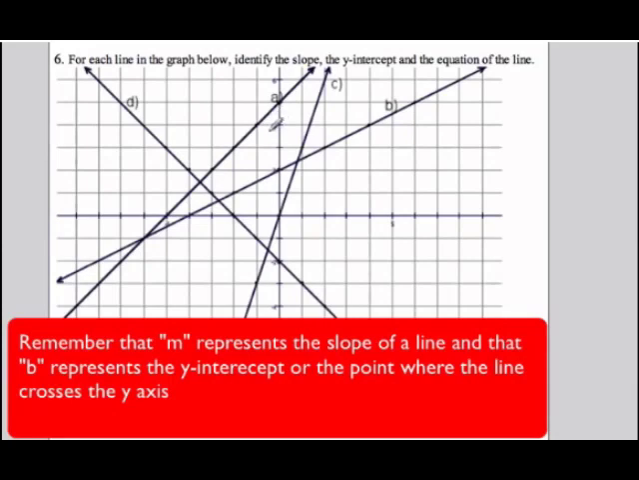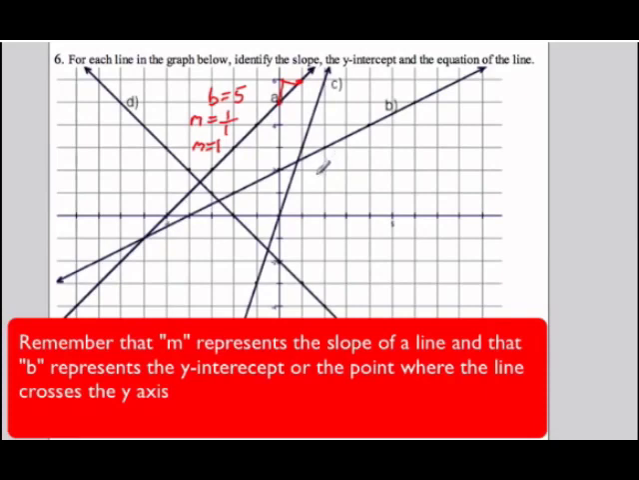Now, we're asked to identify the slope, y-intercept, and the equation of the line for each of these graphs. For the first graph, A, the y-intercept is 5, so b is equal to 5. And the slope: every time we go up 1, we go over 1. So there is a rise of 1 and a run of 1, so we can write m is equal to 1 over 1, so m is equal to 1.